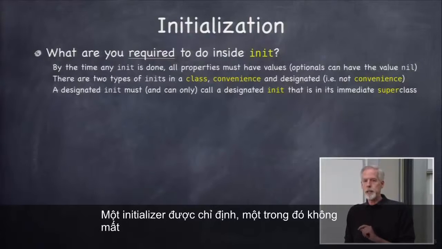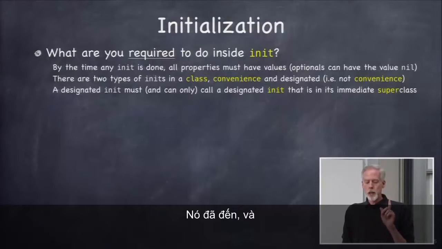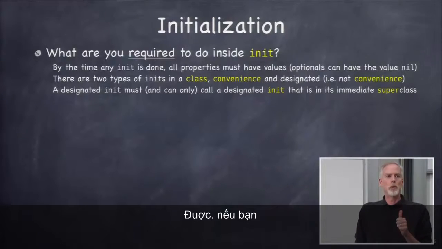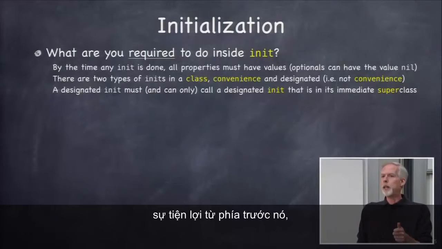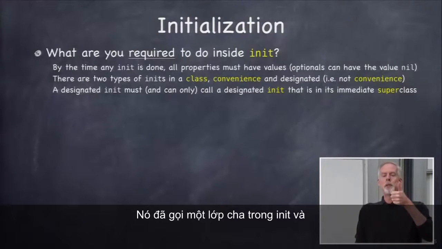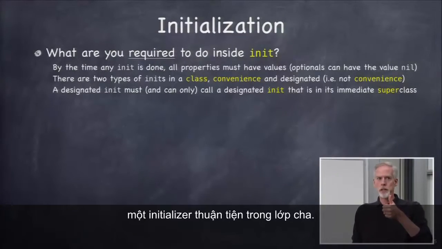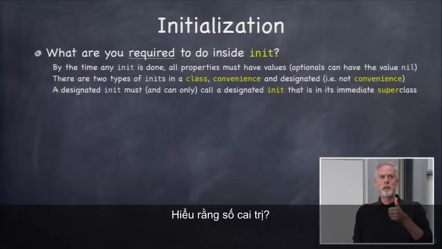A designated initializer, one that doesn't say convenience in front of it, has to and can only call a designated initializer in its superclass. This is a very important rule. If you have a designated initializer that doesn't have the word convenience in front of it, it can't call another init in your class. It has to call a superclass's init, and it has to be a designated initializer, not a convenience initializer in the superclass. Okay? Understand that rule number 1?